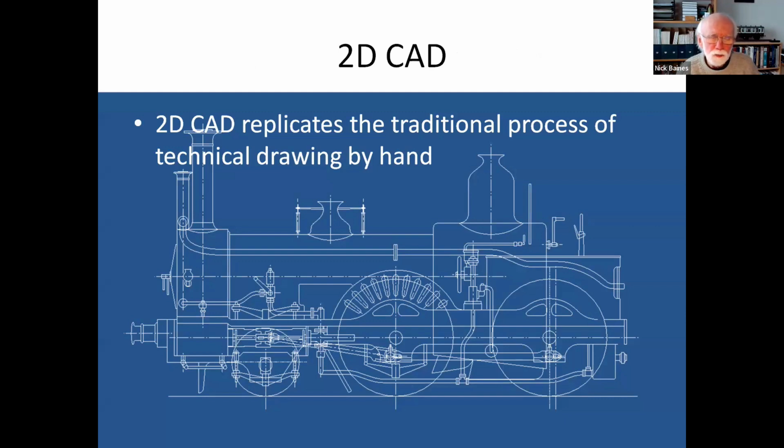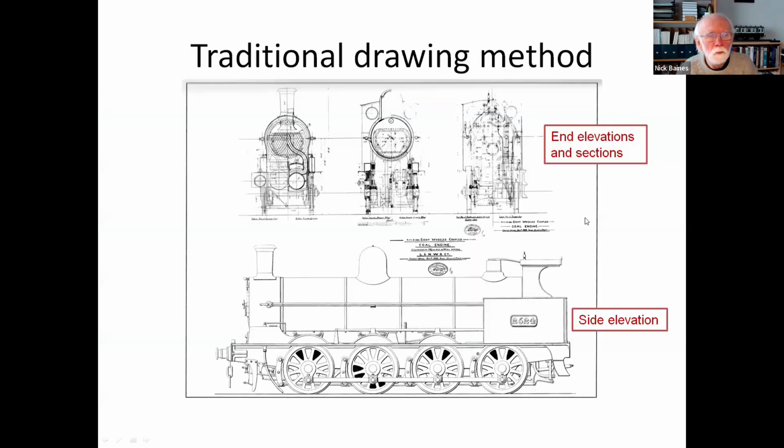When drawings were made in drawing offices on drawing boards by hand, the results looked something like this. This just happens to be the general arrangement drawing of a Northwestern eight-coupled coal locomotive, which I happen to have to hand, but it showed the essential points that I wanted to get over. It shows the locomotive in a series of views.